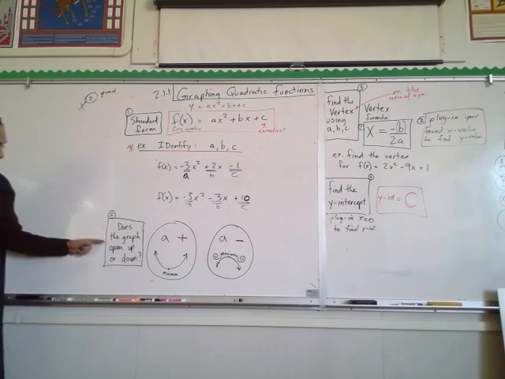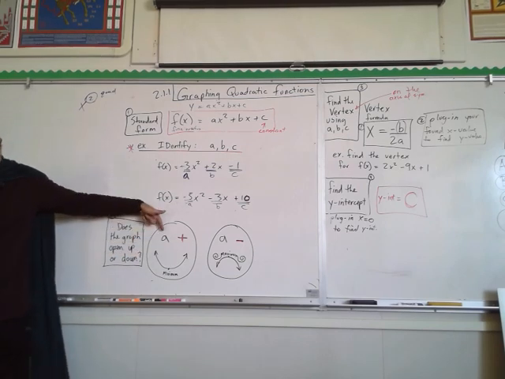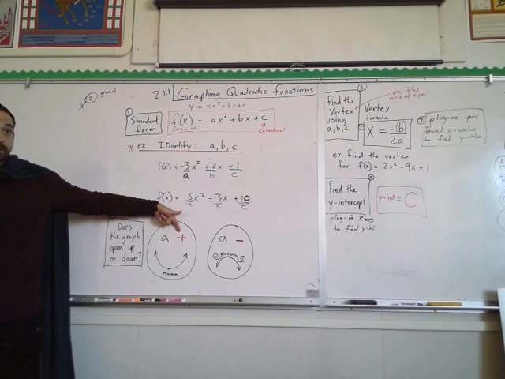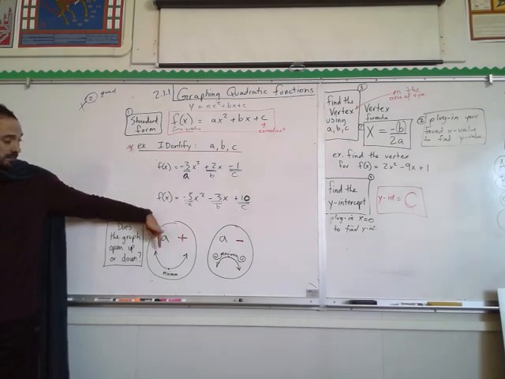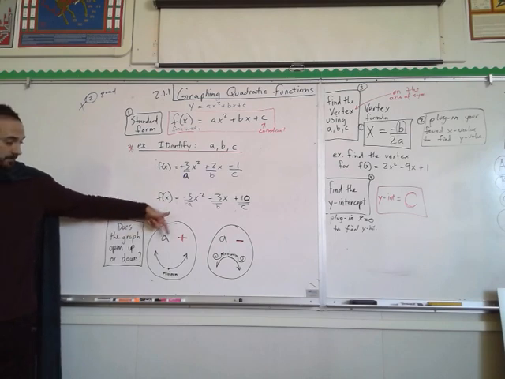Does the graph open up or open down? Remember, we can have some quadratics that open up. We can have some quadratics that open down. We can figure that out just from looking at the A value. If A is positive, it's a happy face, it opens up.